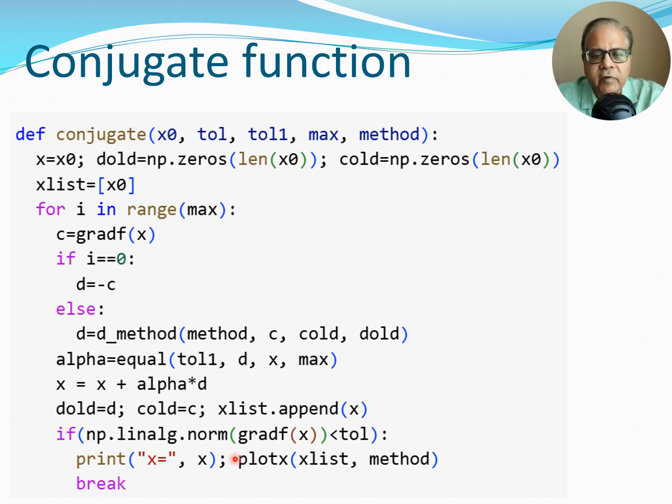And finally, when I converge, that is the gradient vector norm becomes less than tolerance, I print out X, and I also call this particular plot function. This plot function is going to take in the X list value and the method, whatever method I am sending it, and it's going to plot that particular trajectory of the X vectors from the starting design to the current converged design.